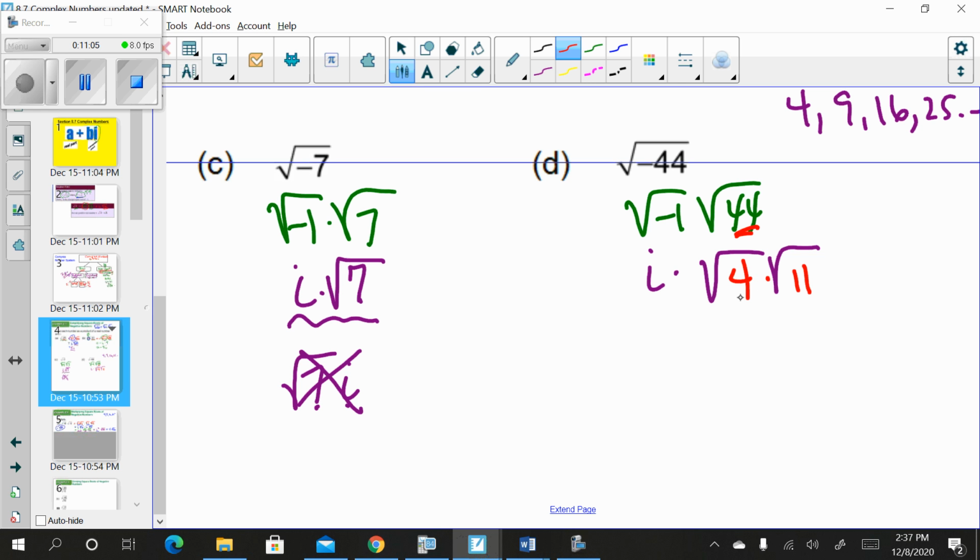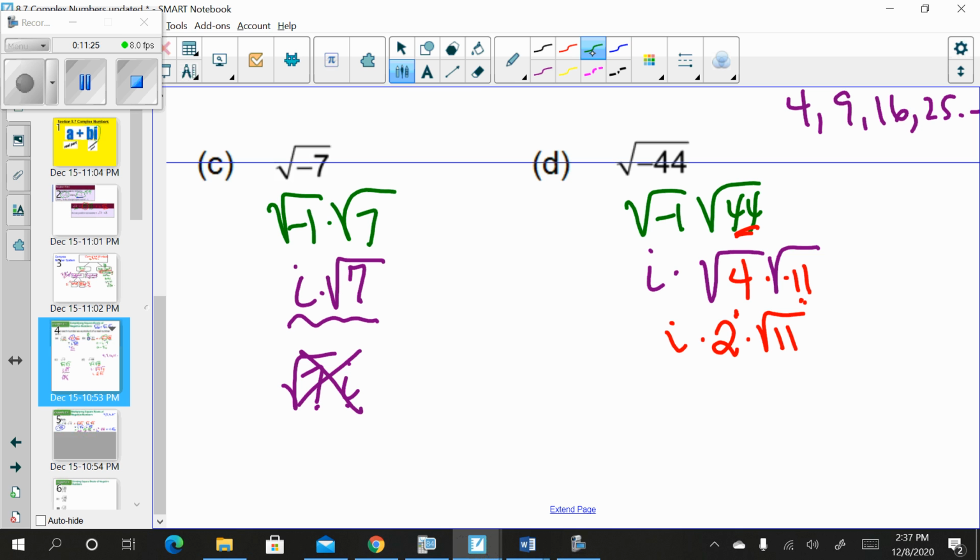So we're going to break it down into the biggest perfect square times what's left over, the same as what we were doing in the beginning of chapter 8. It's the same concept as what we were doing before. We just got that imaginary unit out of there. So square root of 4 is 2. So 2 times the square root of 11, and then we have that times i. This is all a product multiplied together.